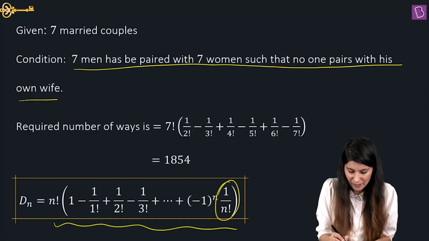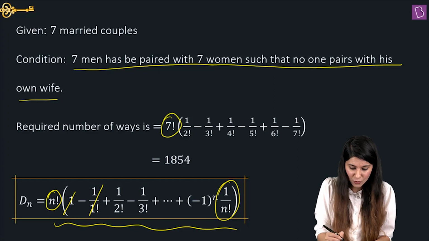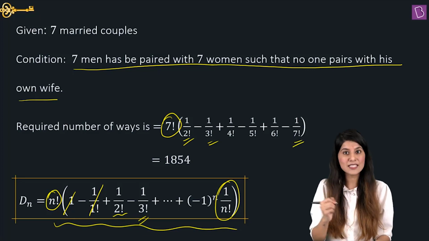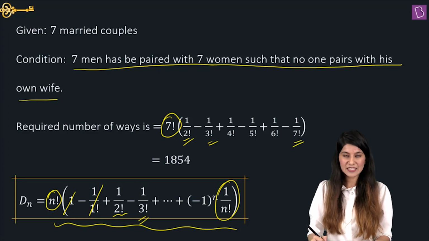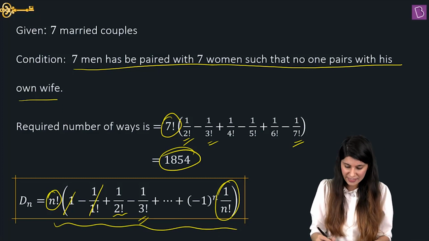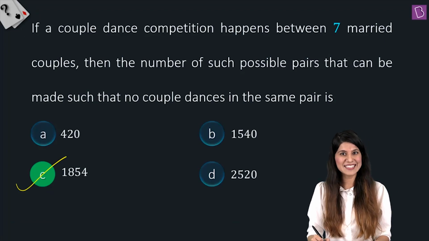So D7 will be, so these two will obviously get cancelled out. So D7 would be 7 factorial multiplied by 1 by 2 factorial minus 1 by 3 factorial and all the way up to minus 1 by 7 factorial. Right? If you calculate it, you'll get 1854 as your answer. So option C is the correct answer. Got it?